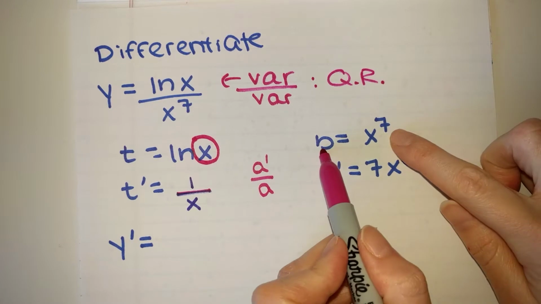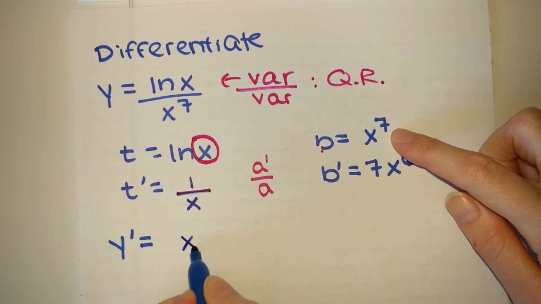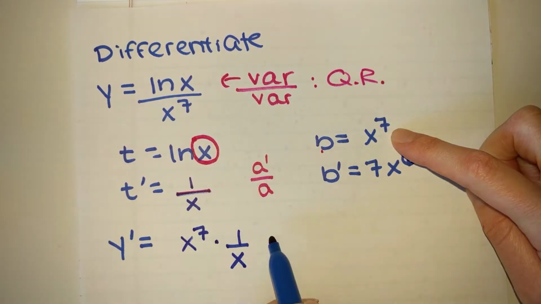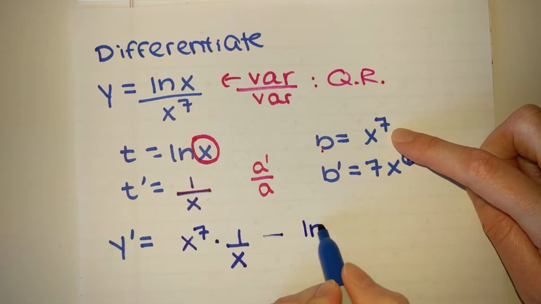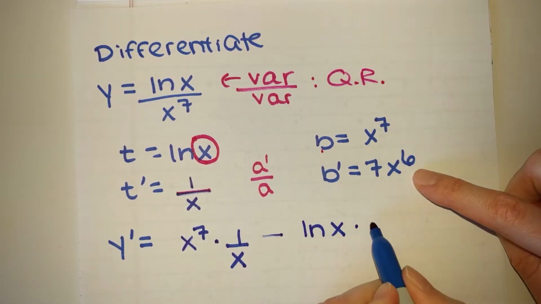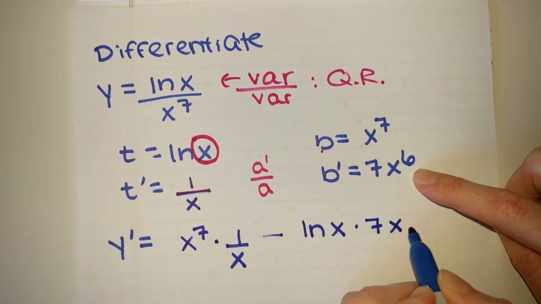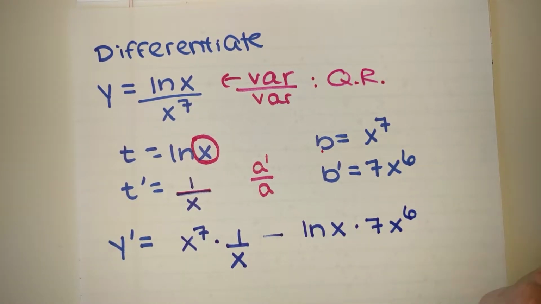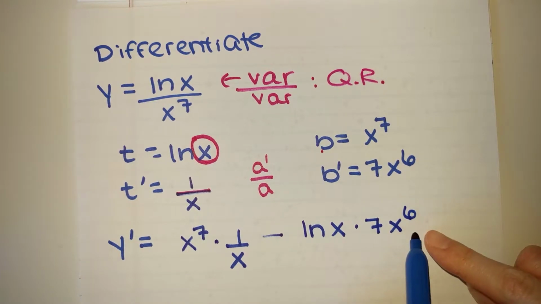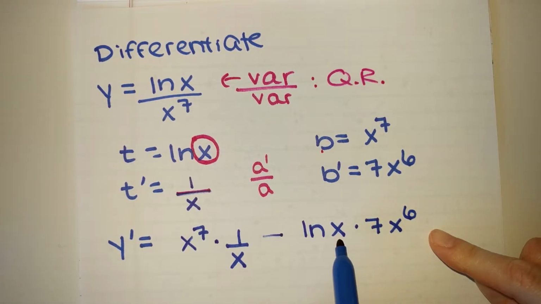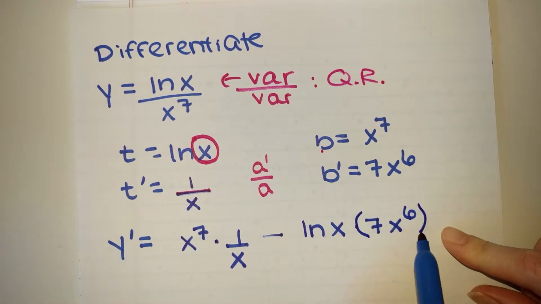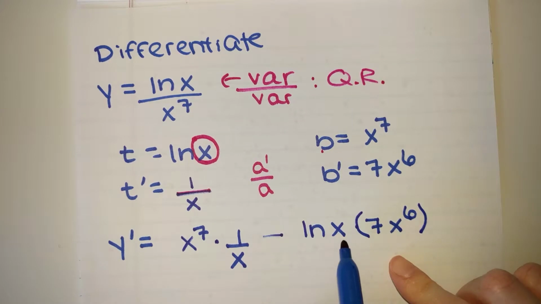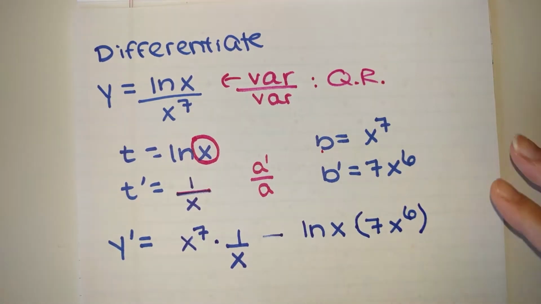So we will have our bottom function, which is x to the 7th, times the derivative of the top, 1 over x, minus, and then we have our top function, natural log of x, times the derivative of the bottom, 7 times x to the 6th. Now, be super duper careful here. You are not saying that 7x to the 6th is part of the natural log's argument. So I would put little parentheses here just to emphasize that that is a separate term, separate factor, and it has nothing to do with the argument of our natural log.